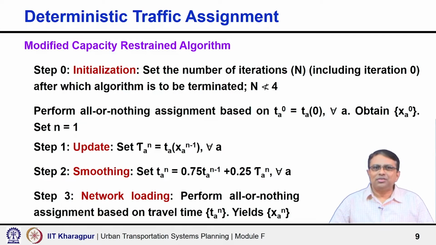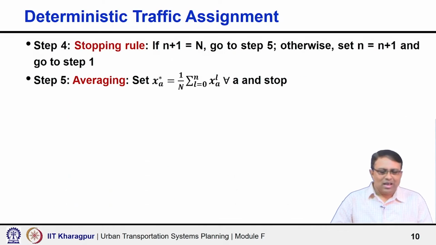Then with this smoothing, whatever is your travel time, I find the shortest path and do the all or nothing assignment based on this travel time value. That is the only difference. And when you find that your predetermined nth iteration is done, then you stop and calculate the average flow or average demand assigned to different routes.